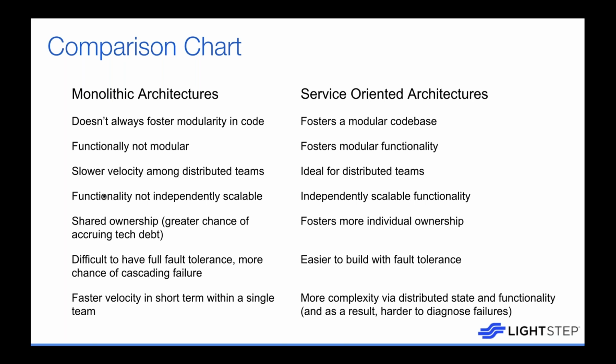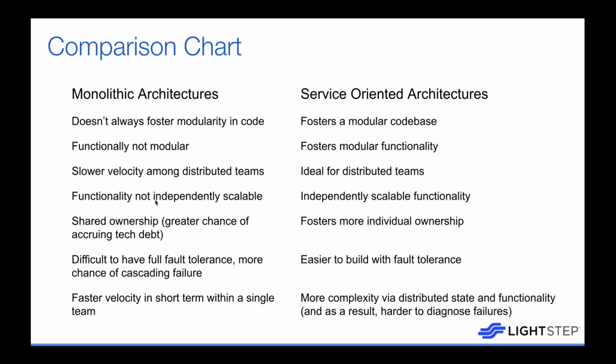In monoliths, velocity in general tends to be slower among distributed teams. So this is something that we actually haven't talked about yet. In distributed teams, working independently, it can be hard to all work on the same exact code base and the same exact monolith because there's just a lot of coordination that needs to happen there. Whereas with microservices, this can be more ideal for distributed teams just because teams can function independently without constantly having to worry about breaking different dependencies or different areas of the code that another team is relying on.